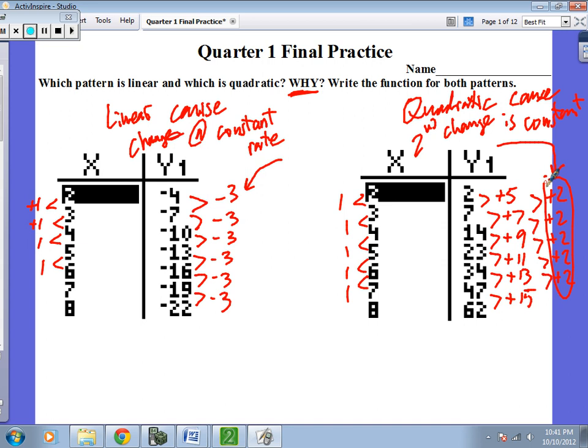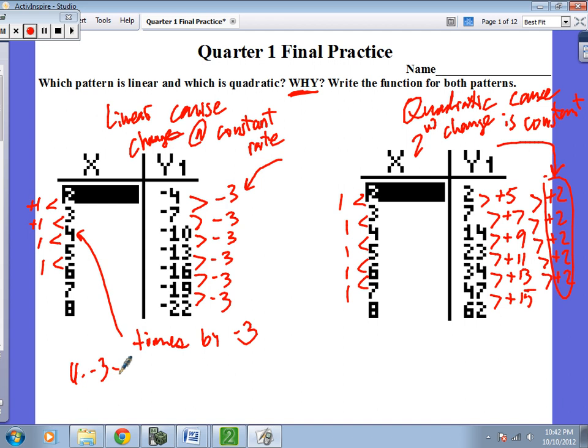Okay, now the rules, the functions for both of these. The linear function is pretty easy. It's always going to be times by the change. So you found the -3 is your change. That's what you're going to times by. Now test a point. I'm going to test this guy right here, 4. I know 4 has to give me a -10. So I'm going to do 4 times by a -3.